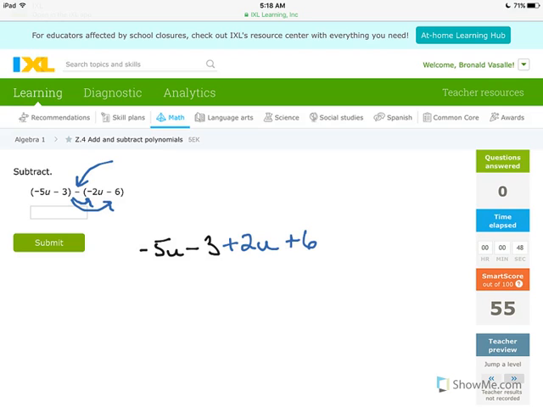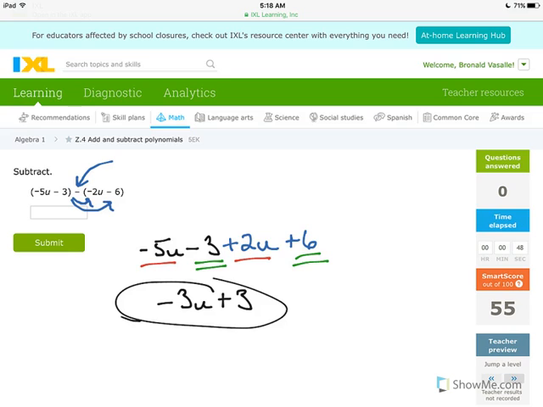And then you can combine like terms. So negative 5u and positive 2u will be negative 3u. And then your constants, negative 3 plus 6 should get you positive 3. And there is your final answer.